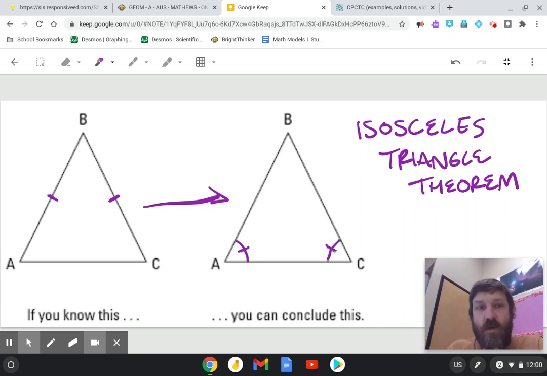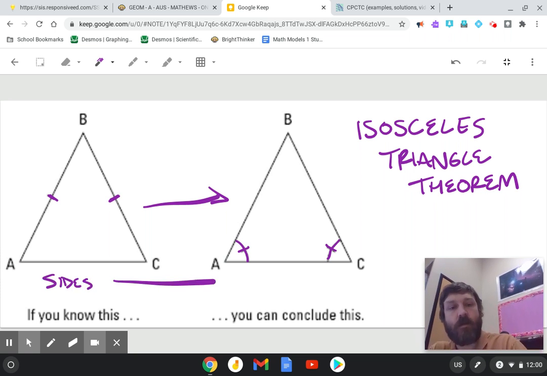So in other words, if you know the sides are congruent, you can prove that the two angles at the base of that isosceles triangle are congruent. So that's pretty much it. So if you know the sides, then you can prove the angles.